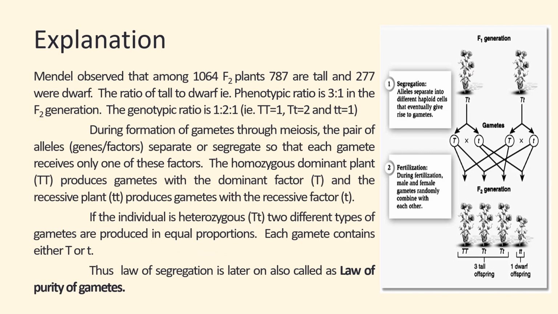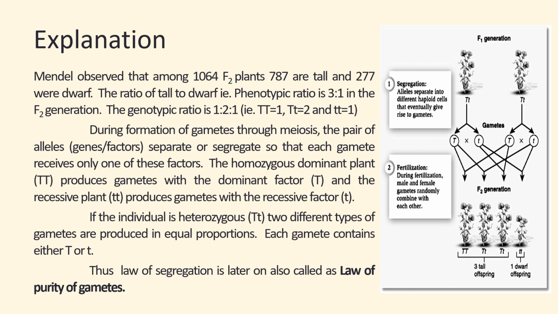Mendel observed that of 1064 F2 plants, 787 were tall and 277 were dwarf. The ratio of tall to dwarf, that is the phenotypic ratio, is 3 to 1 in the F2 generation. The genotypic ratio is 1 to 2 to 1, that is capital T capital T is equal to 1, capital T small t is equal to 2, and small t small t is equal to 1.